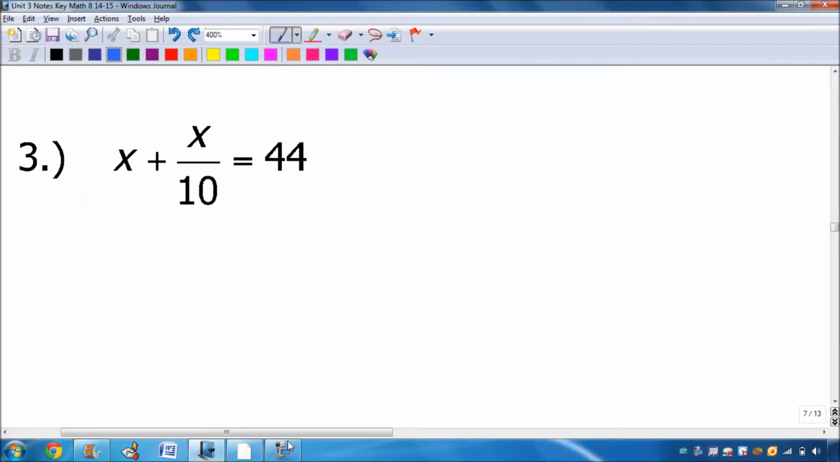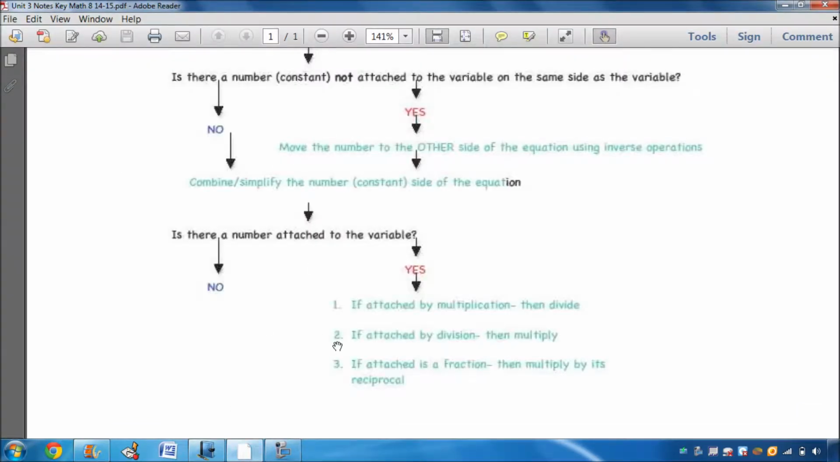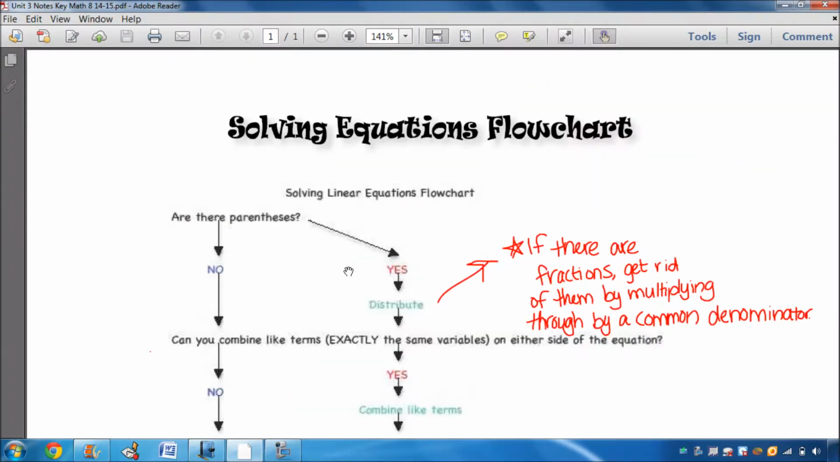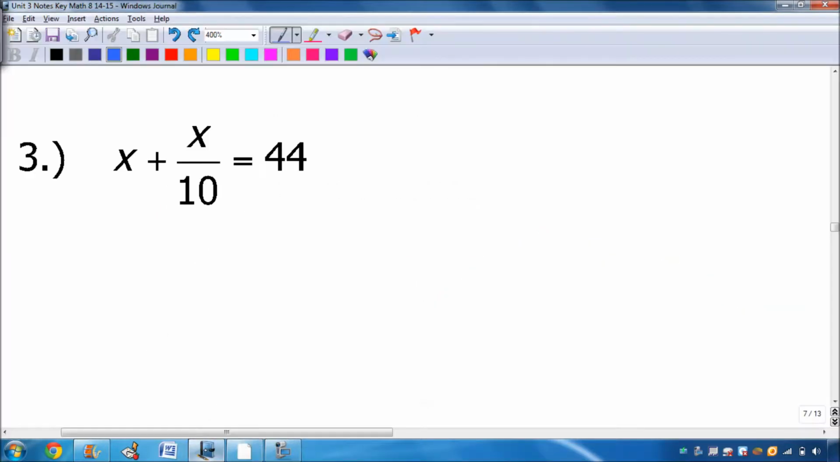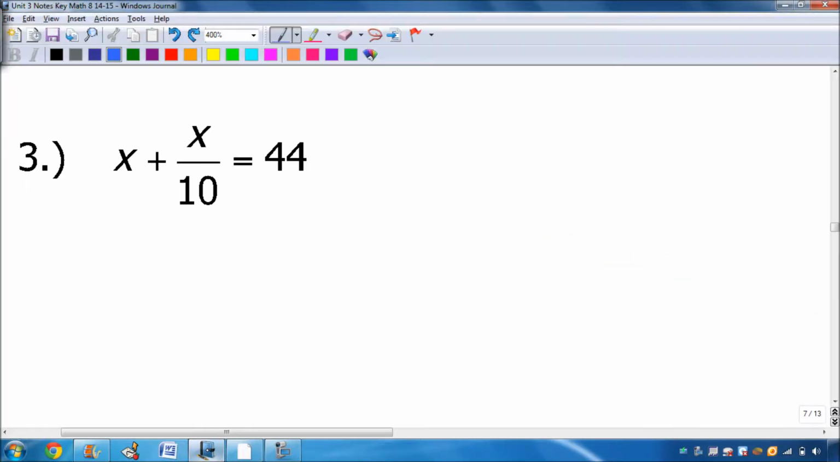All right, please take a look at question number 3. We will see what we have to do using our flow chart. So start right at the beginning of our flow chart again. Are there parentheses? No, there are no parentheses, so I can go on to the next question. If there are any fractions, get rid of them by multiplying through by a common denominator. So right here, my common denominator is going to be 10 because it's the only denominator I have. I have 1, 2, 3 terms, so I'm going to multiply everything through by 10.